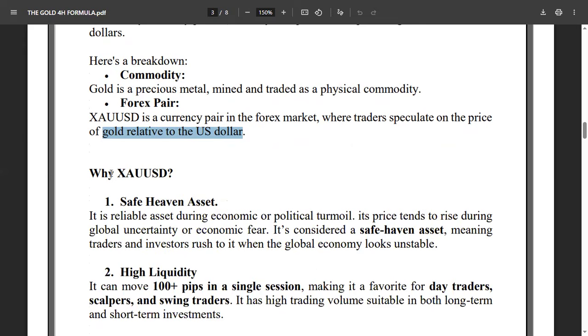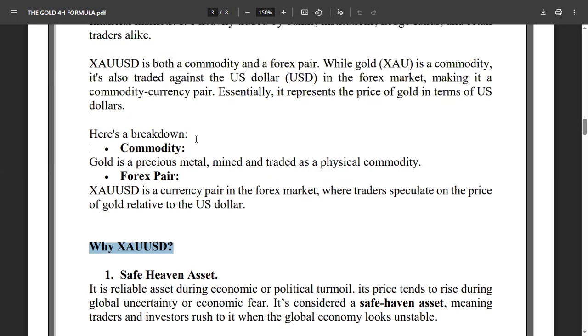Now, why are we studying gold? Why are we trading gold? This is the most important thing to know. Gold is the most popular pair in the world, and the majority of the traders in the world trade XAUUSD. So why do we have to trade XAUUSD?